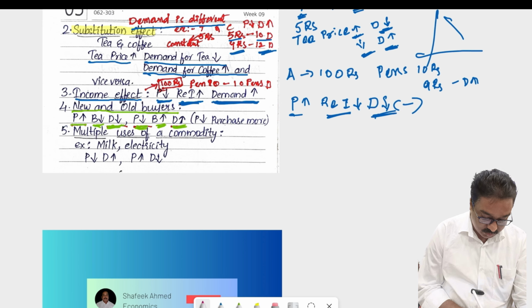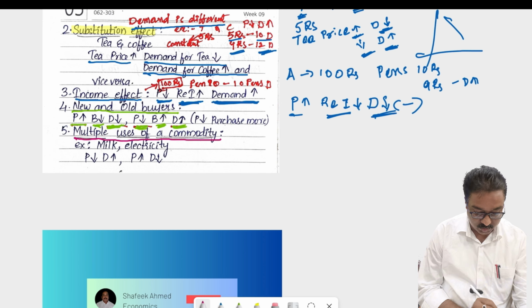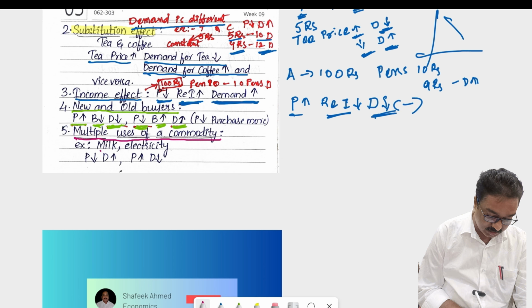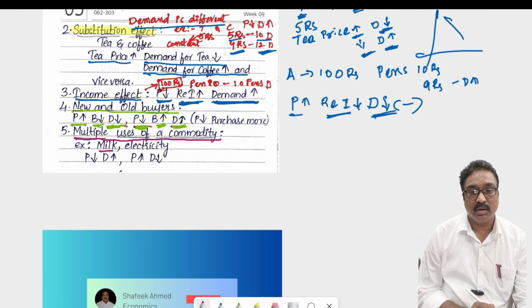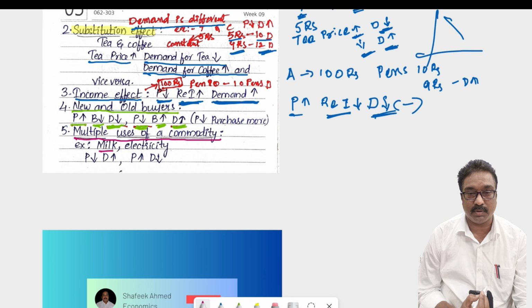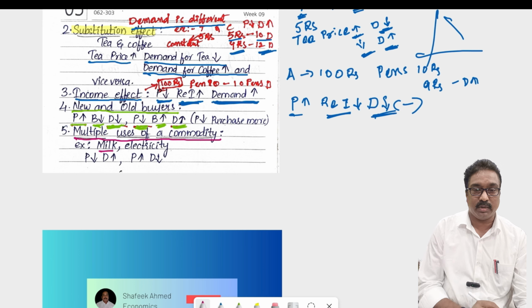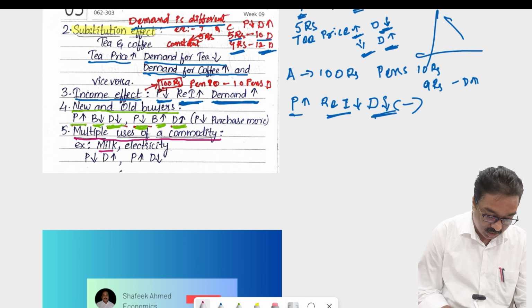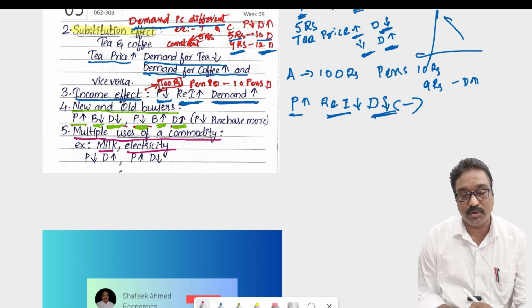And multiple use of commodity. Multiple use means one commodity is used for multiple purposes. Like that, milk is very important. It is useful for multiple purposes, like making tea, sweets, curd, ghee. Different purposes we can use that milk. That is also multiple use of goods. And electricity is also called a multiple use good. It is used for domestic purposes and for industrial purposes.